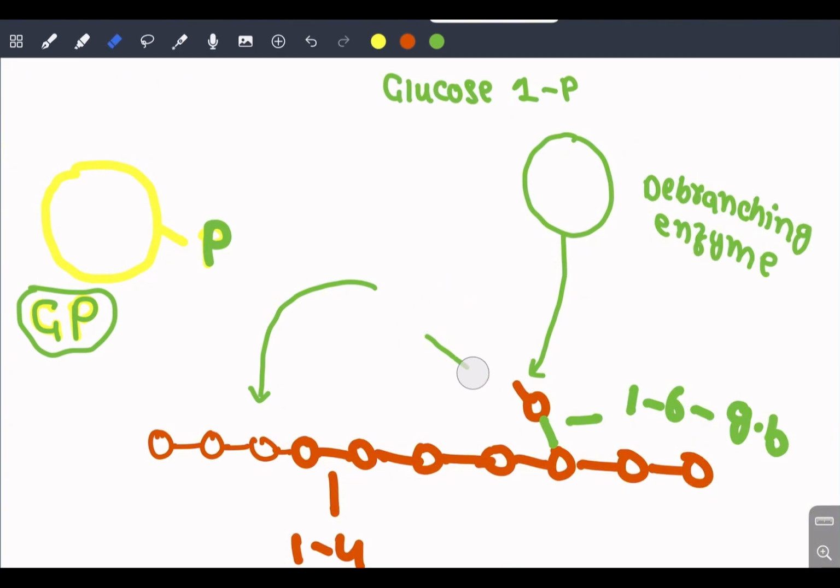We have removed these molecules also. Okay, so these molecules are also removed. Now what is actually remaining with us is this glucose molecule. Then another enzyme comes and removes this glucose molecule, and that is the actual glucose molecule that is used to increase the blood glucose level.